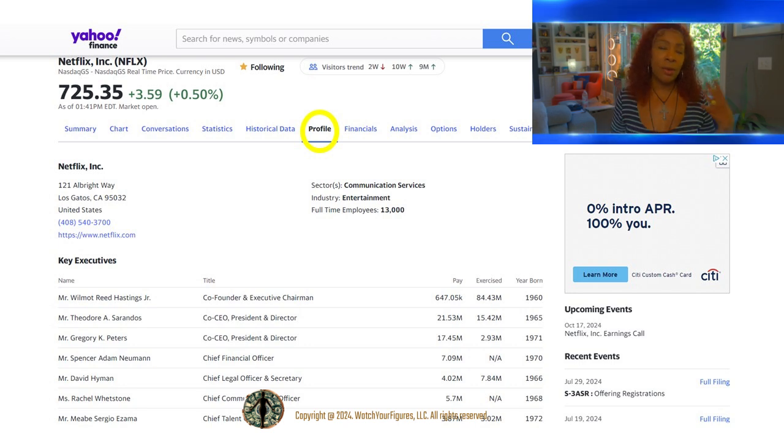The profile, self-explanatory, just going to show you the key executives. You know, who's in there, who's the founder, co-founder, CEO, CFO, whatever. So you'll find that under there.